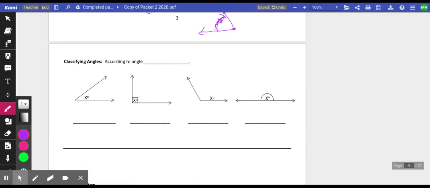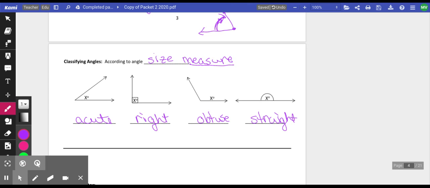Classifying angles according to size, or measure. Measure is the better word. So I want you to classify these. Pause, classify these, and come back. Okay, so hopefully you were able to classify these, remembering from years past, as acute, right, obtuse, and straight.